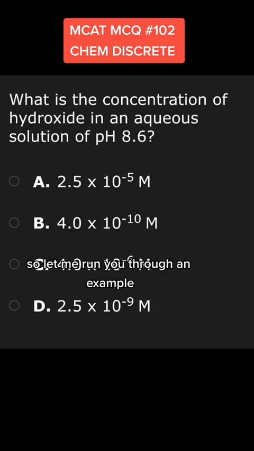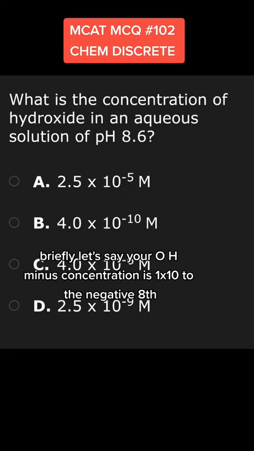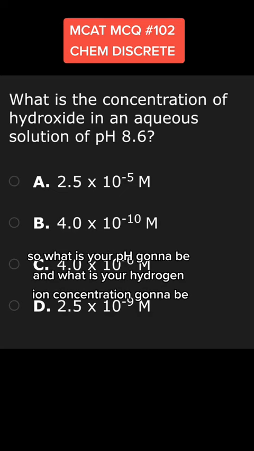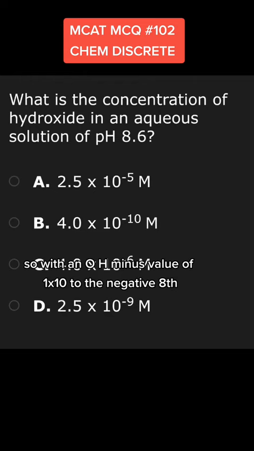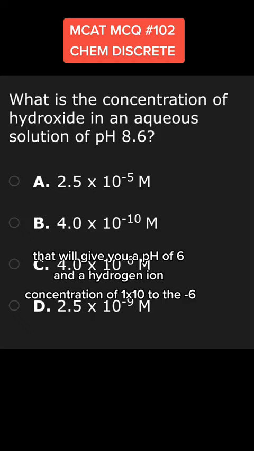So let me run you through an example briefly. Let's say your OH minus concentration is 1 times 10 to the negative 8th. So what is your pH going to be, and what is your hydrogen ion concentration going to be? So with an OH minus value of 1 times 10 to the negative 8th, that will give you a pH of 6, and a hydrogen ion concentration of 1 times 10 to the negative 6.